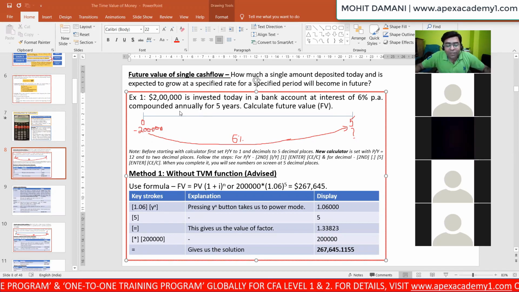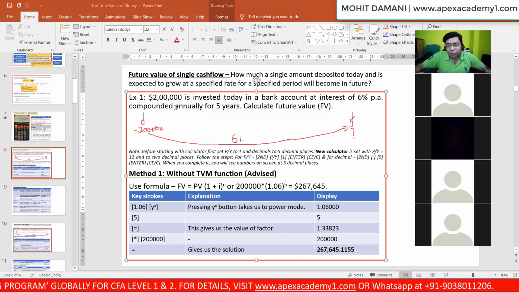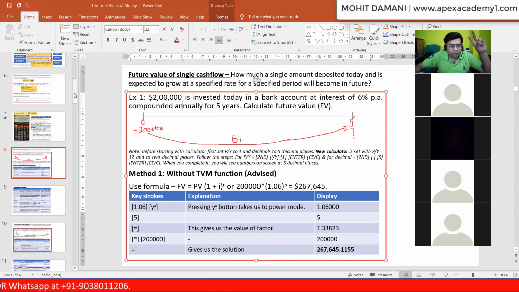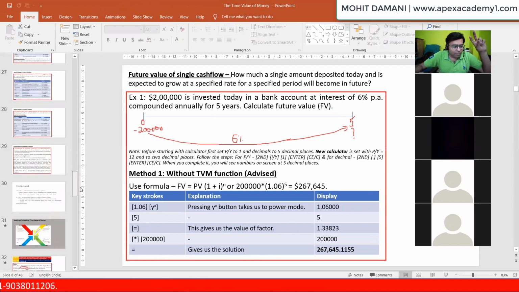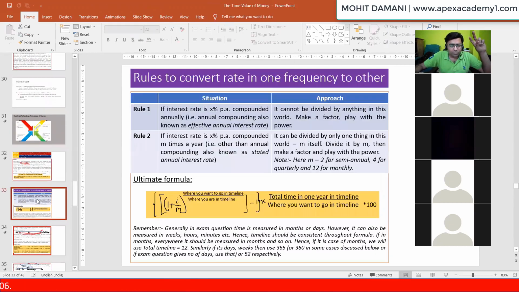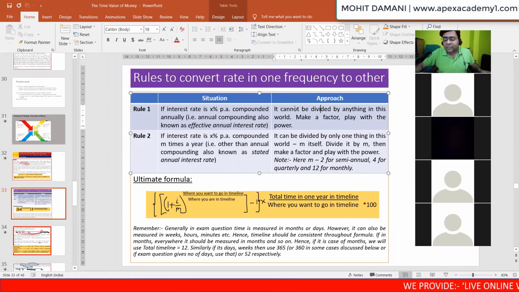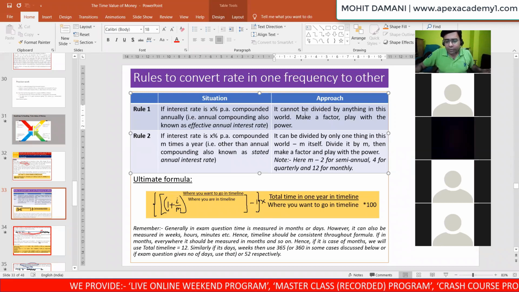So it is not compounded semi-annually. If it had been compounded semi-annually, we would have divided by 2. Remember two rules of conversion. Rule number 1: if anything is X percentage per annum compounded annually, it cannot be divided by anything in this world.